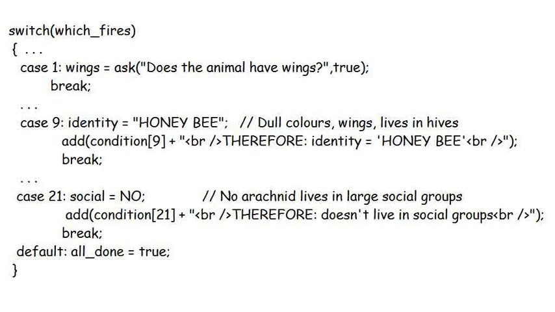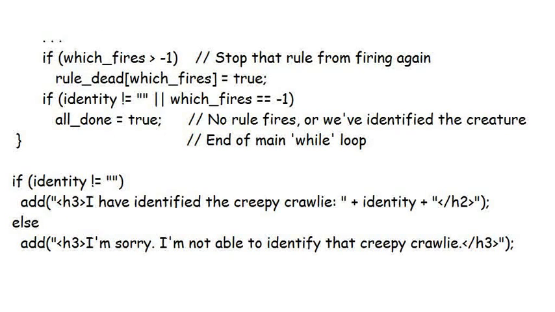You'll notice that the last clause of the switch statement is a default, which only triggers if which_fires hasn't been set to any rule. This clause sets all_done to true, to indicate the main loop must end, because the expert system is out of options. After the switch statement, the rule that has fired is marked as dead. If the variable identity has been set to something, then the creature has been identified. If which_fires is still -1, then there are no more rules that can fire. Either way, the loop is over and the program is over.